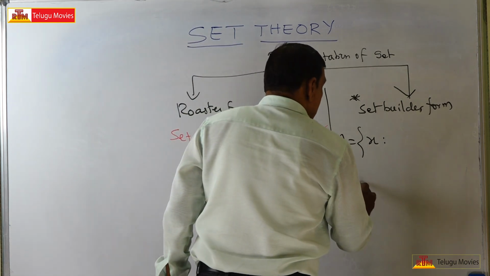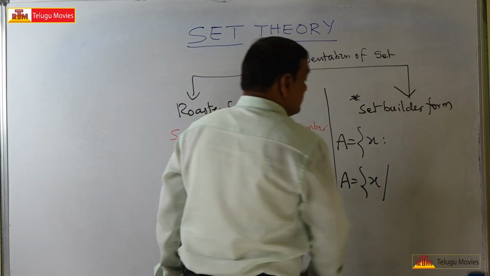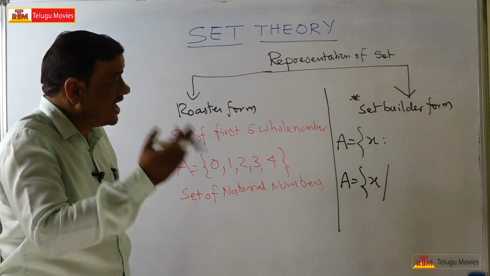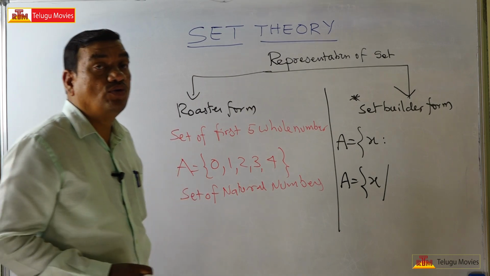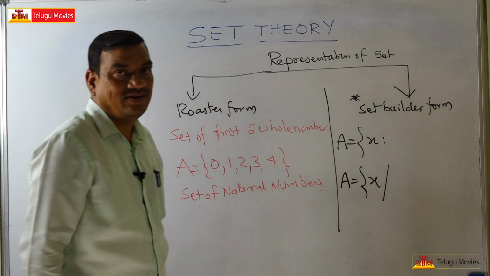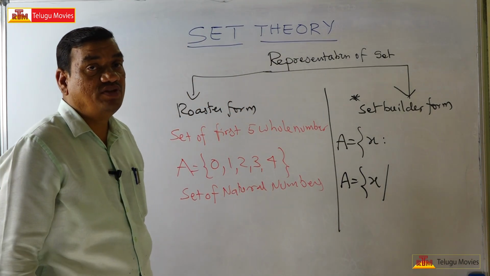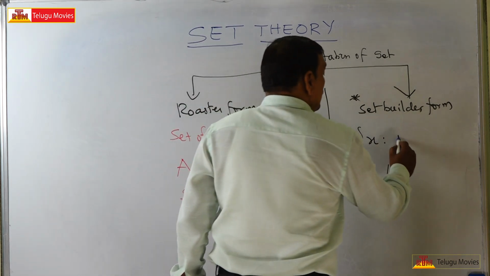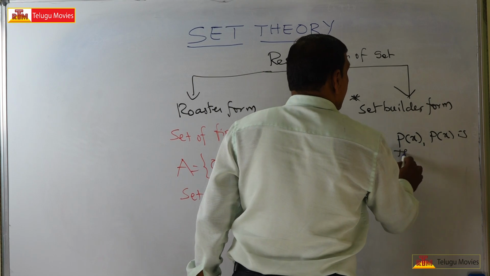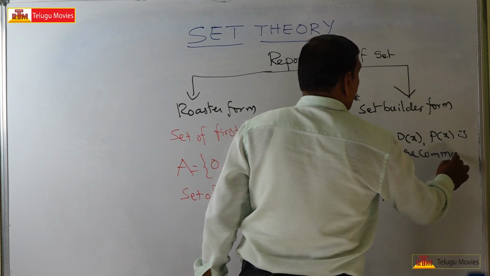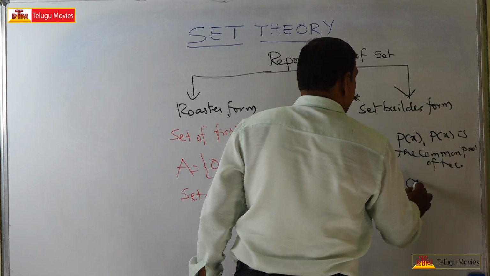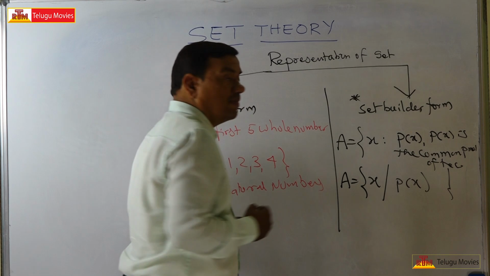Sometimes in some textbooks you will see it written with a slash. After that colon or slash, you have to write a common property of the elements X. That means you will write P of X. What is P of X? It is the common property of the elements of the set. What is the common property here?